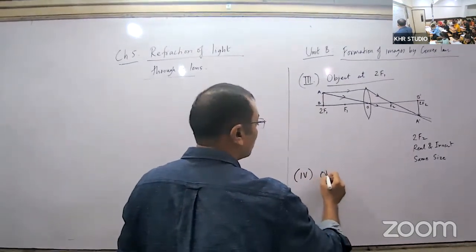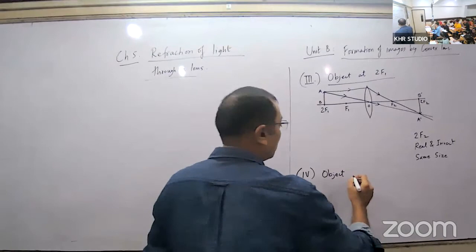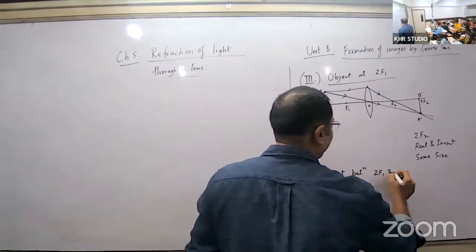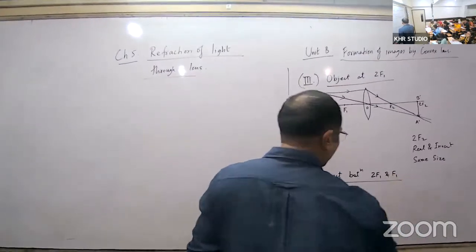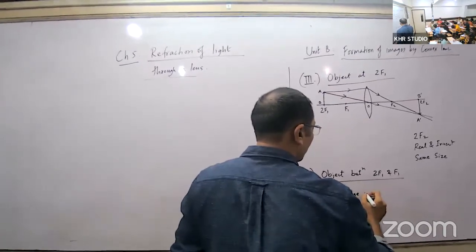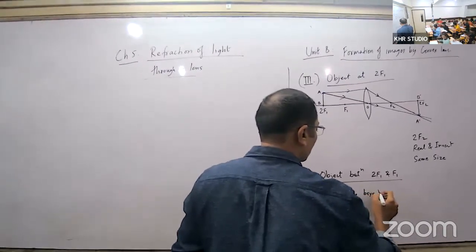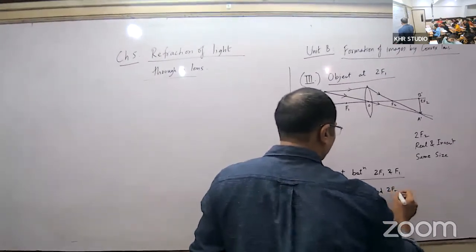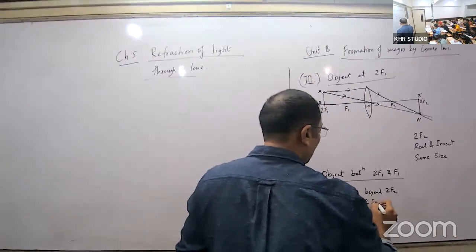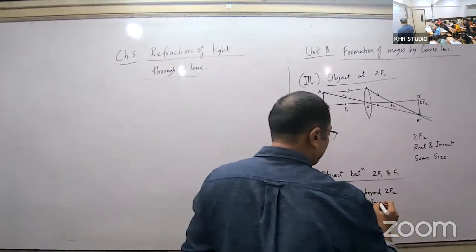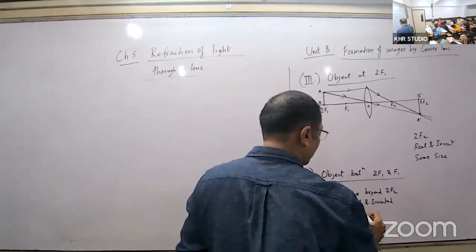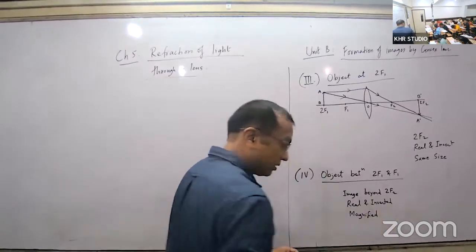So, object between 2f1 and f1. Now I am giving you the nature. Image is magnified, beyond 2f2, real and inverted. Are the rays physically meeting? Yes. So real and inverted and magnified. Draw the ray diagram. I will come and check.